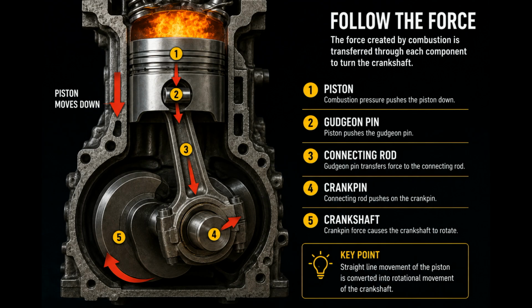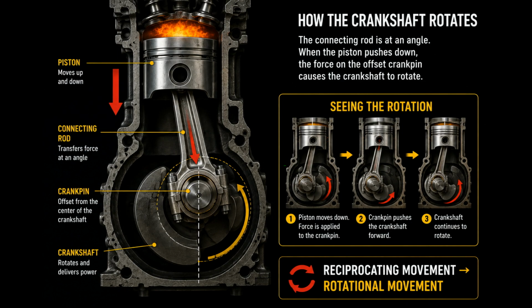This downward movement is the power stroke, but the piston cannot turn the wheel directly. The piston only moves up and down. So how does this straight line movement become rotation? That is where the connecting rod and the crankshaft come in.